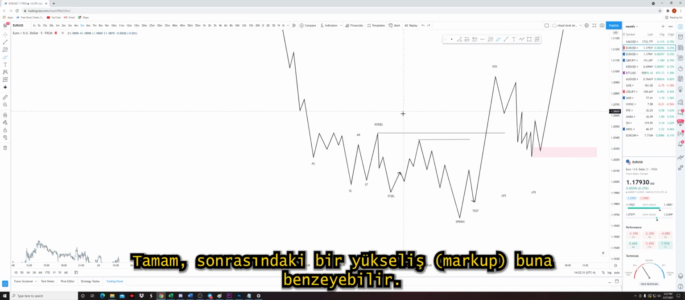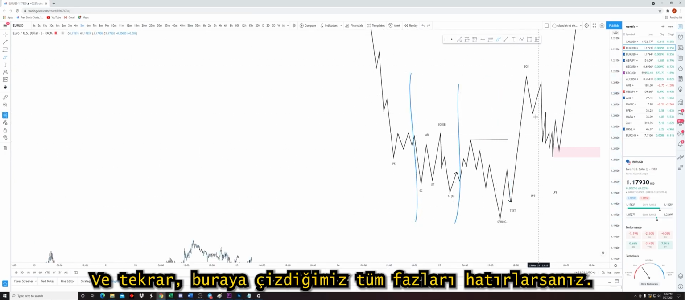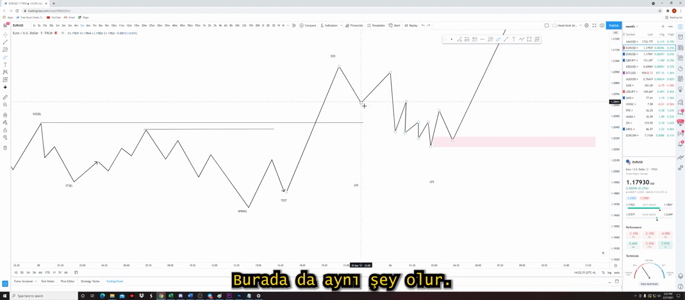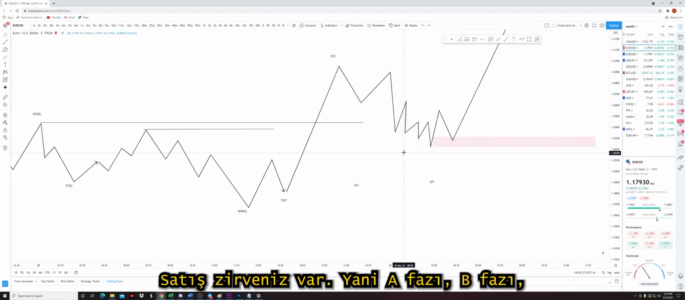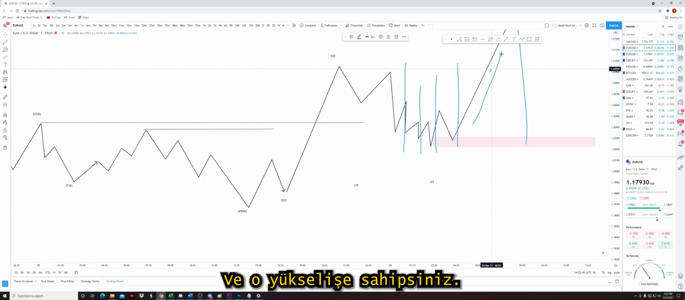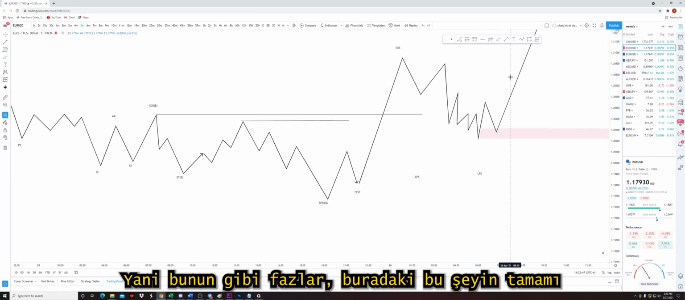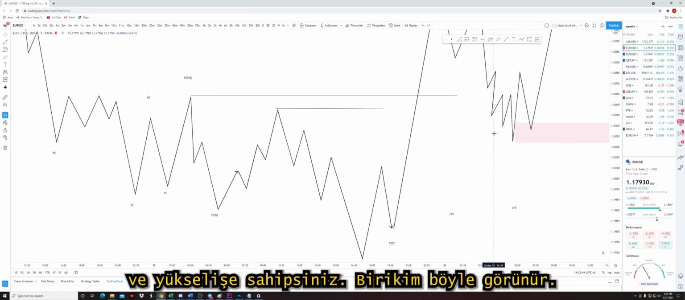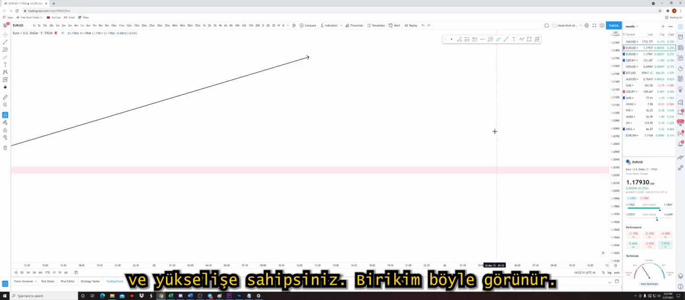And again, as you remember all the phases here that we drew in, the same thing happens here. You have your PS, your selling climax, AR, so phase A, phase B, phase C, phase D, phase E, right? And then you have that markup. So phase E is like this whole thing here. And then you have the markup. That's what an accumulation looks like. This is how you label a type 1 accumulation, okay?